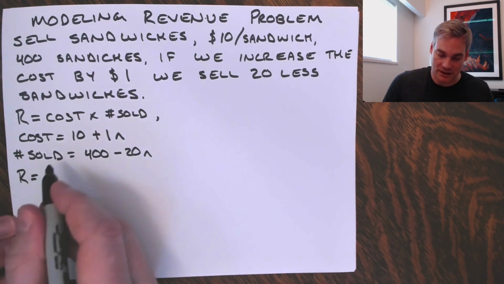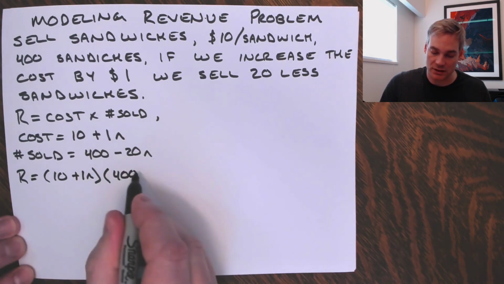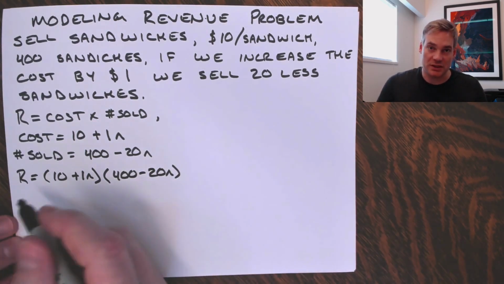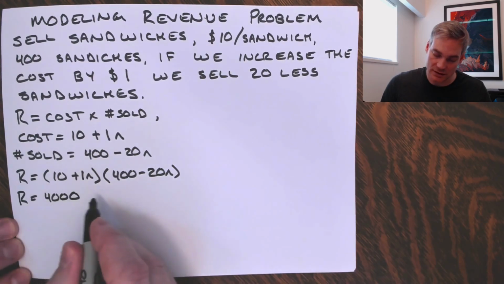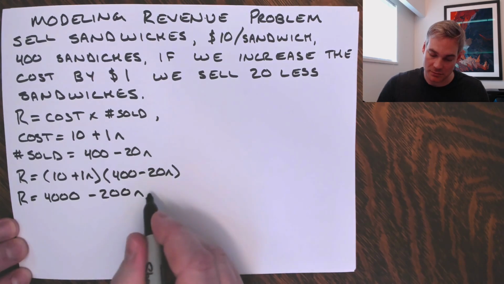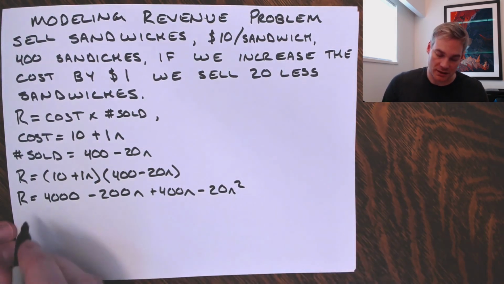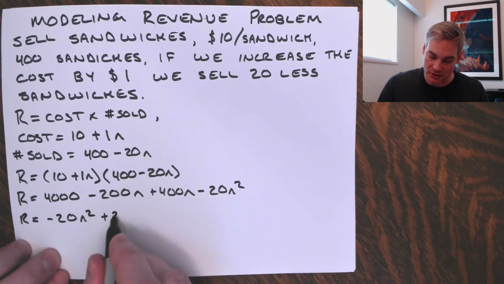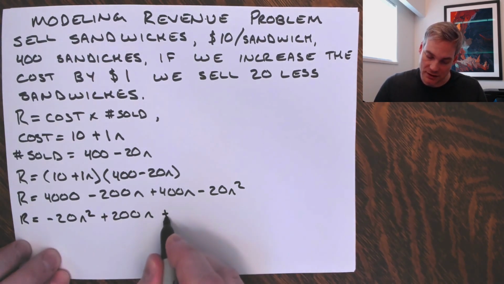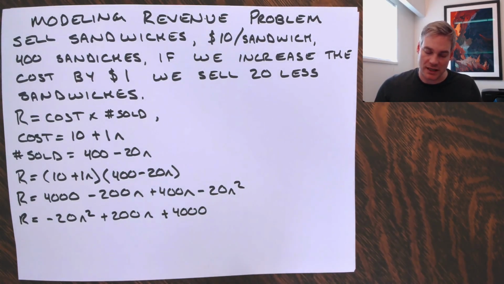So now our revenue is the cost, which is 10 plus 1n, times 400 minus 20n. So what we do here is we FOIL this out, and what we get is the revenue is 4,000 minus 200n plus 400n minus 20n squared. We're going to rearrange this and group it. And then we have minus 20n squared plus 200n plus 4,000. So here we've got a function for our revenue, but we want to now find the vertex. So we can find the vertex by completing the square.